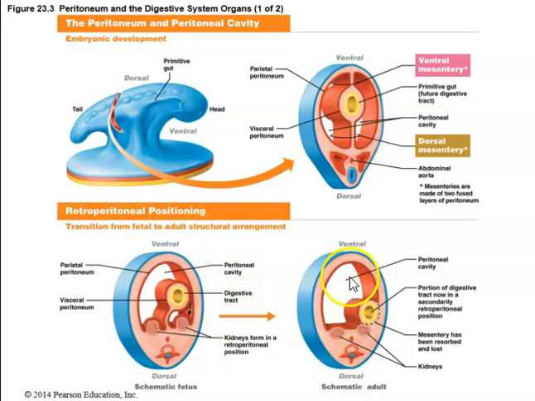So again, these organs originally were located in the peritoneal cavity, but then with development of the fetus and development of this embryo, the organ gets pushed back and becomes secondarily retroperitoneal. There are organs, such as the organs of the urinary system, that develop outside the peritoneal cavity from the very beginning. So, for example, the kidneys, the ureters, as well as the adrenal glands or the suprarenal glands that sit on top of the kidneys. These organs were retroperitoneal from the very beginning.